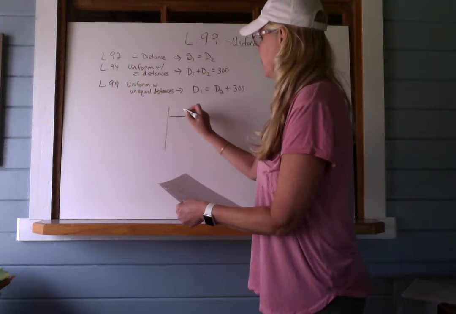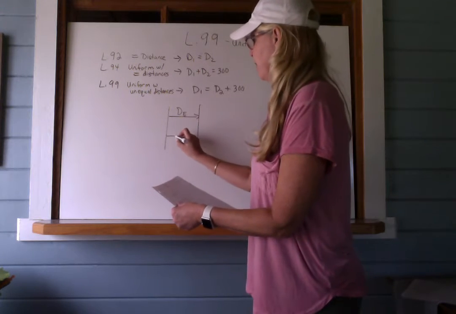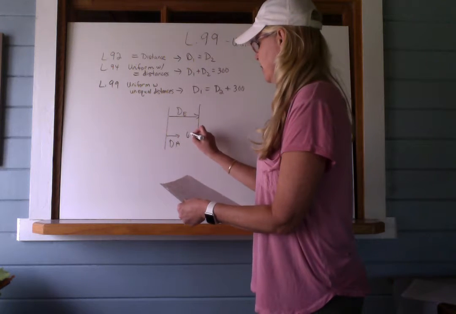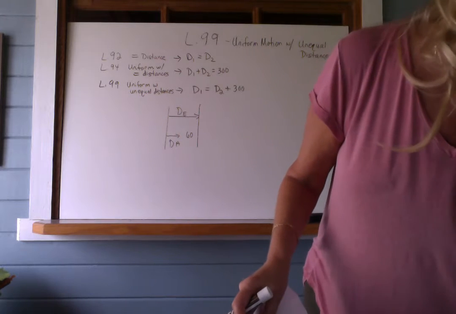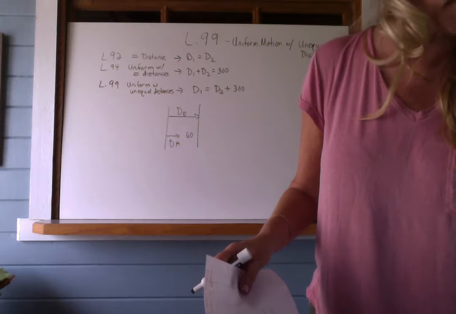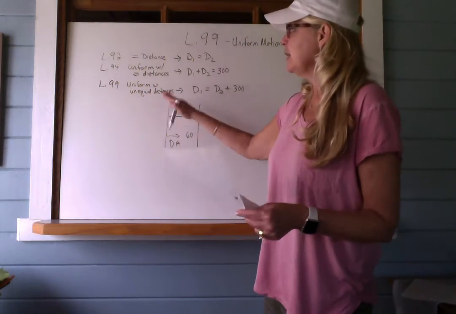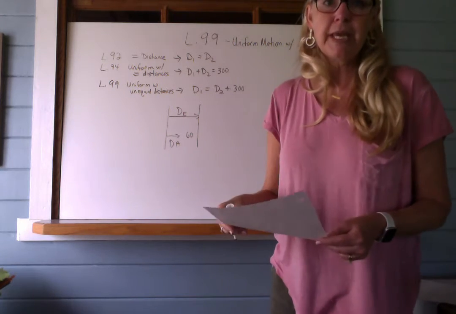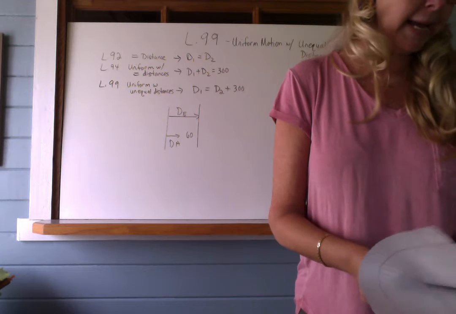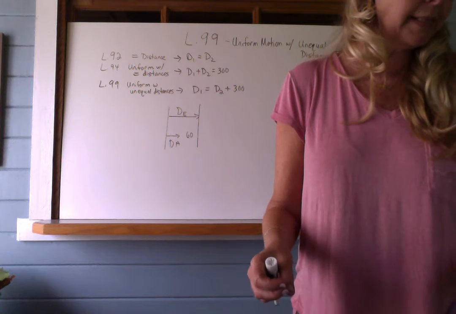So Eleanor drove, and then we have Alexi coming, and then in the story problem, it said 60 miles ahead. So that's where the unequal distances come in here. So again, these are a little bit tougher. So let's go ahead and, like I said, we'll designate Eleanor as E and Alexi as A.